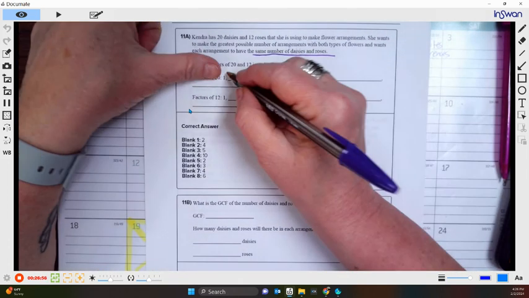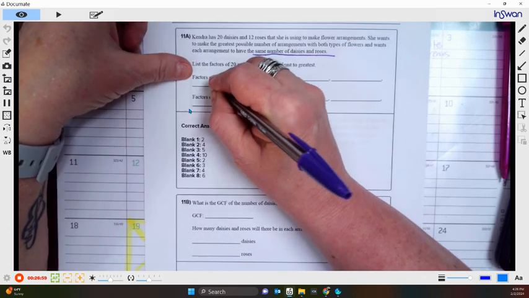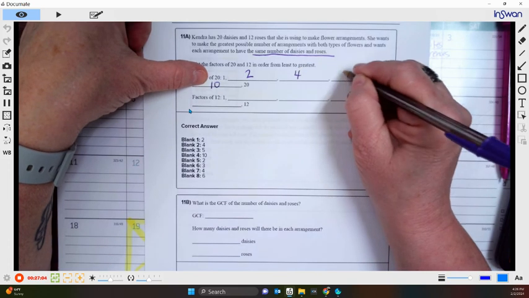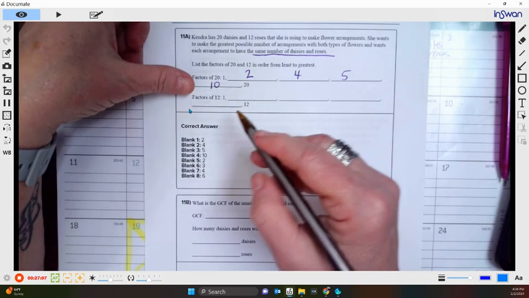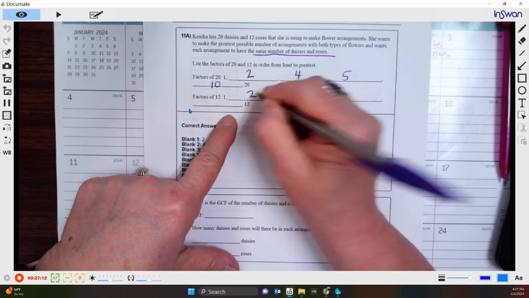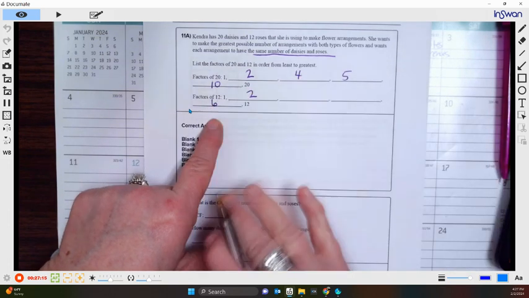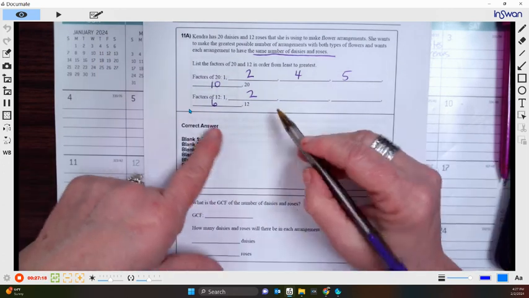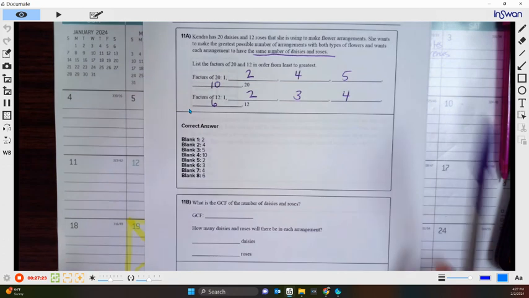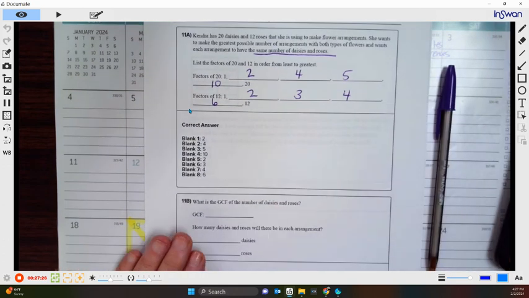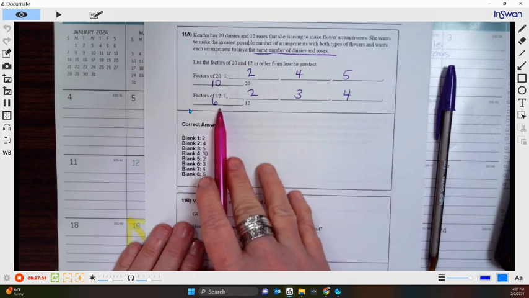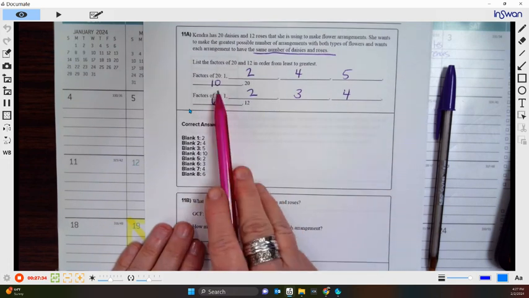So the factors of 20 are 1 times 20, 2 times 10. 3 won't go into 20, but 4 will. 4 times 5. So I've got 1, 2, 4, 5, 10, and 20. The factors of 12 are 1 times 12, 2 times 6. I'm just doing these like we would do if we were doing the rainbow. 3 goes into 12, so that would be 3 times 4, and that's all of them. Nothing else goes into 12. So that's all the factors that we would have for each.